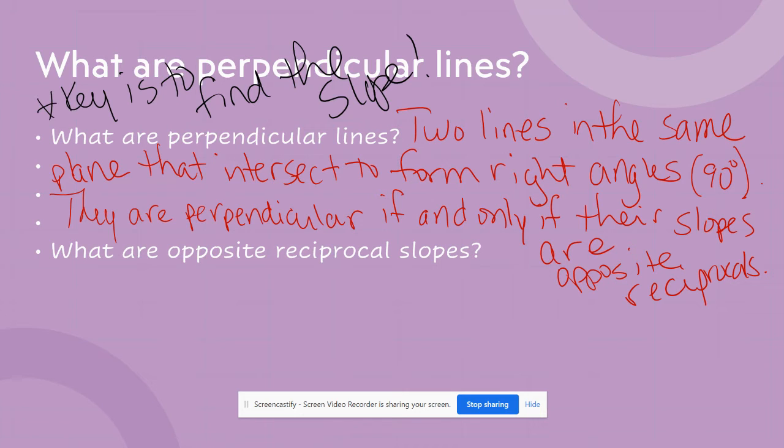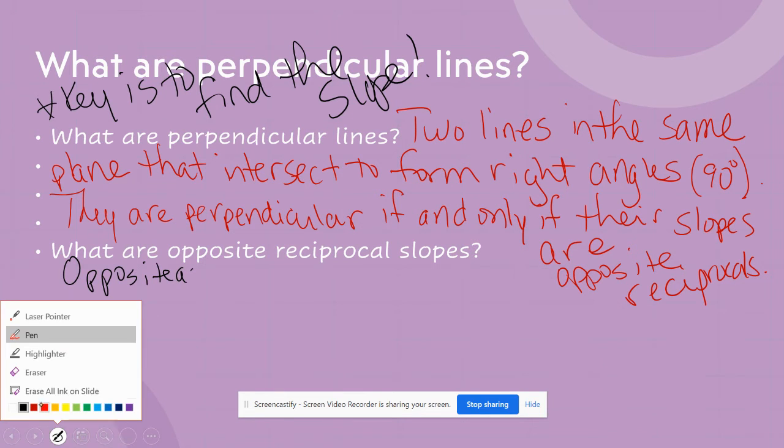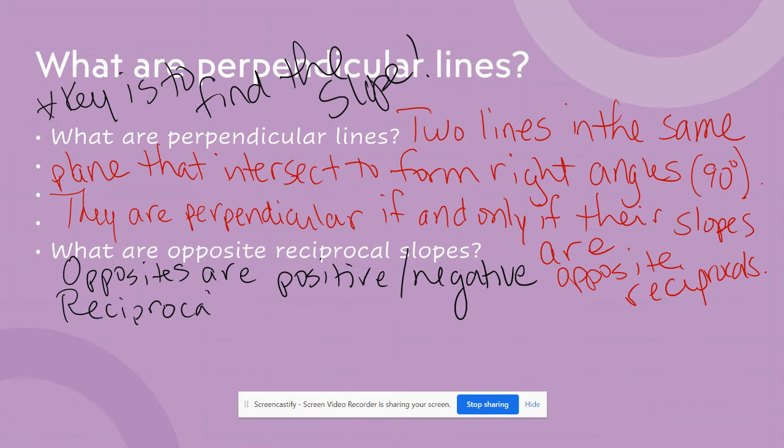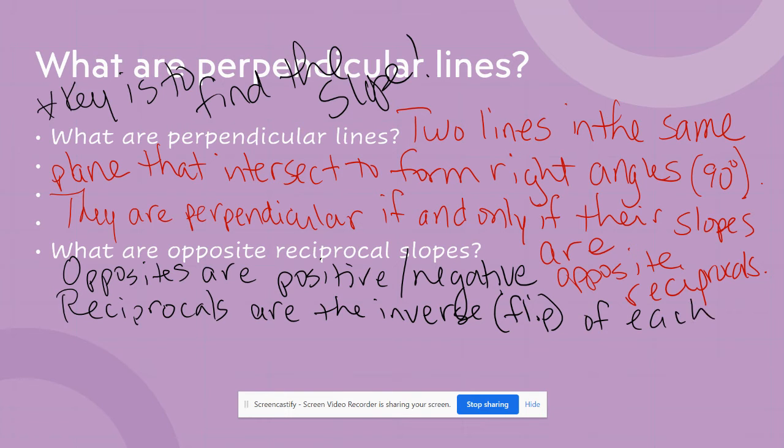So what are opposite reciprocal slopes? Well, opposites in this case are positive and negative, and reciprocals are the inverse or flip of each other.